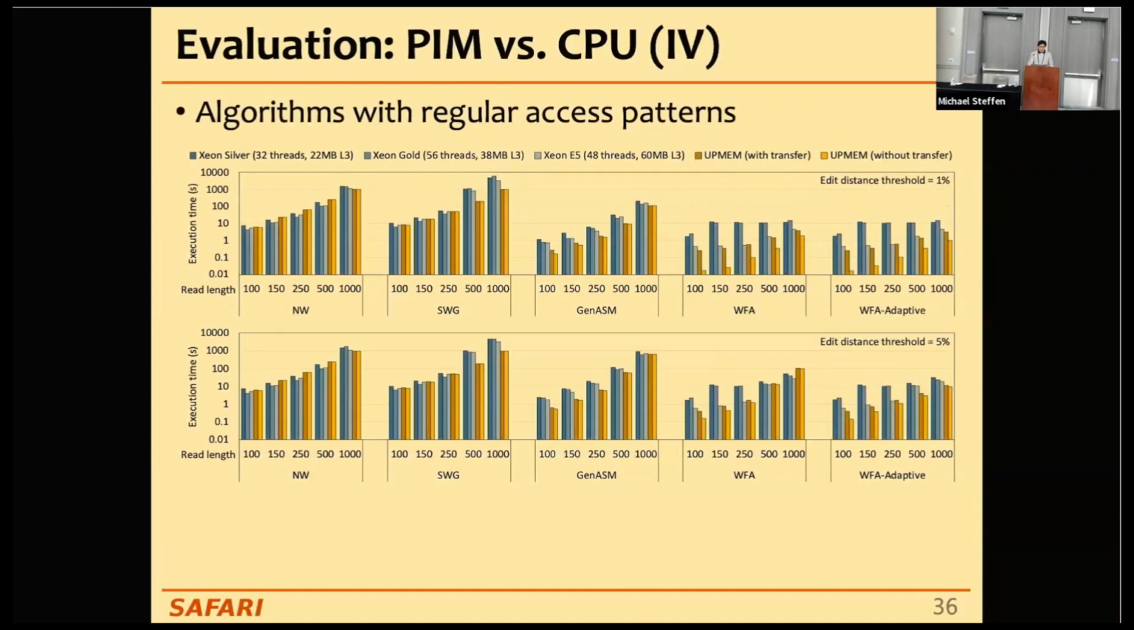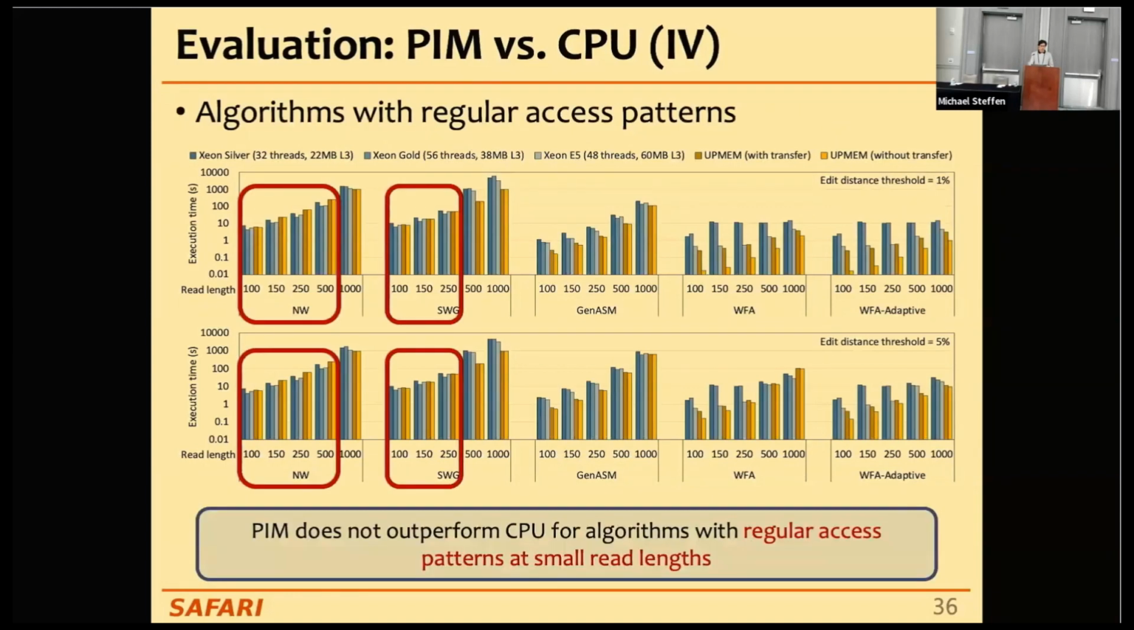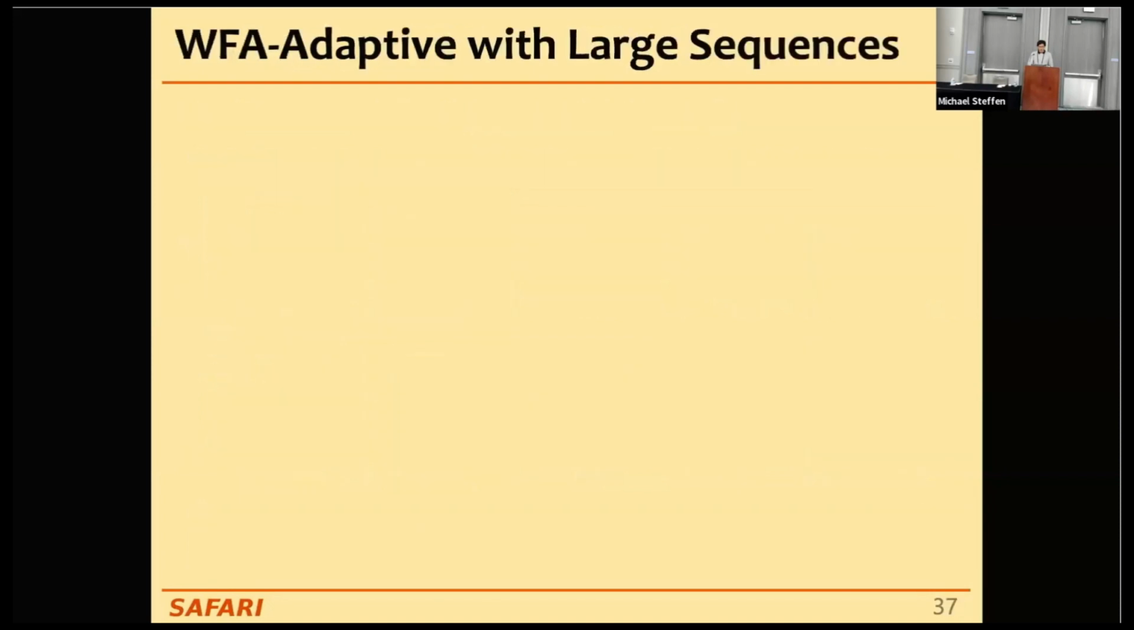Now some more analysis. One thing that we observe is that for algorithms with regular access patterns, as is the case of Needleman-Wunsch and Smith-Waterman-Goto, for short read lengths, we see that the PIM does not outperform the CPU. That's something that we could expect, because when you have small reads and also regular access patterns, the CPU can really take advantage of hardware prefetchers and also the cache hierarchy. So in those cases, it doesn't make so much sense to use PIM, because the prefetchers and the caches are doing a good job.